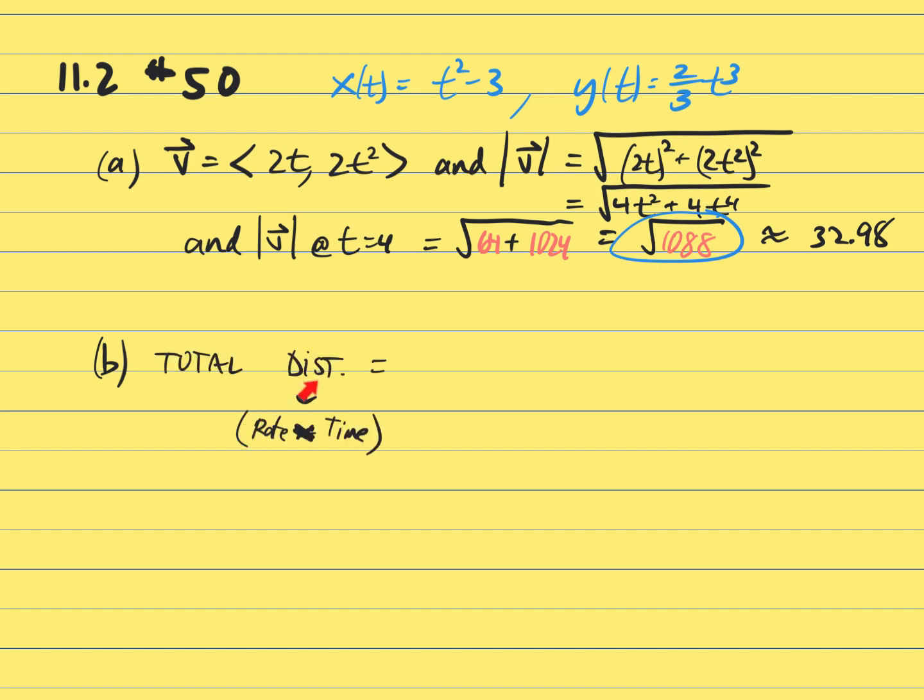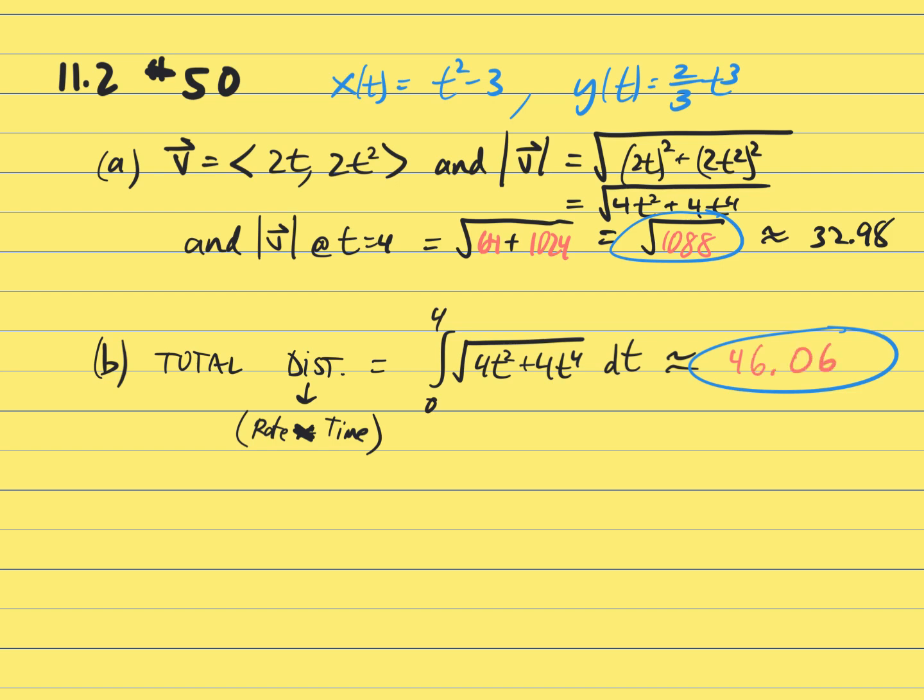All right, for the total distance, remember distance is rate times time. And we have rate right here in velocity. And we don't want the positives to cancel out the negatives, so we don't really want velocity, we want speed. And the speed is the magnitude of the velocity vector, which is this right here. So the total distance will be the integral of the speed times time. Throw that into our calculator, and we get about a total distance of 46.06 units.